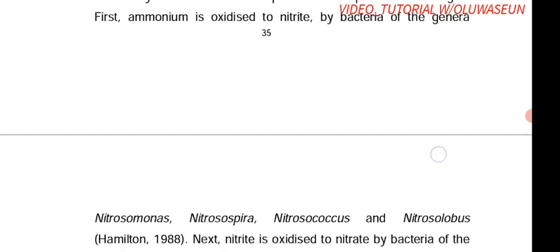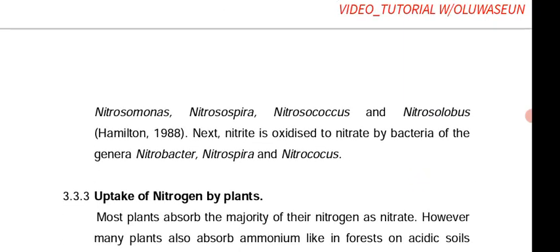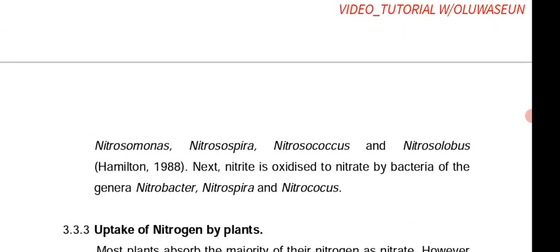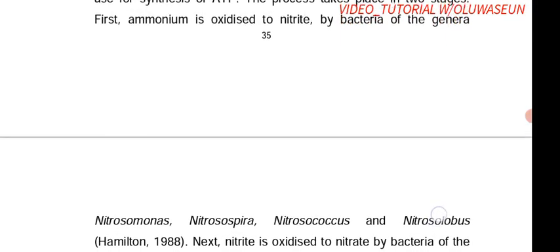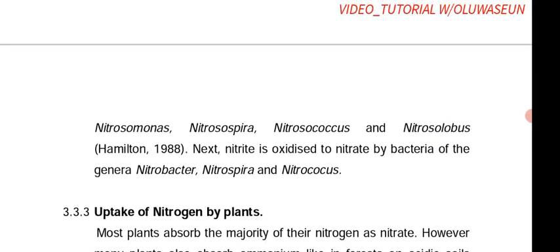The first process is nitrite formation by Nitrosomonas and Nitrosolobus. You can just pick those two alone. You are not going to be asked for more than two bacteria. Now this nitrite will further be oxidized to nitrate through another bacteria called Nitrobacter. You can pick just one out of these three to know.